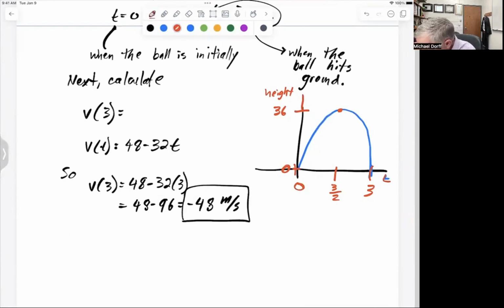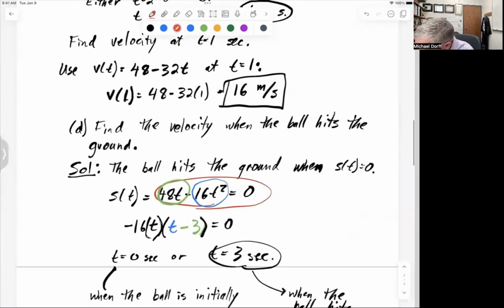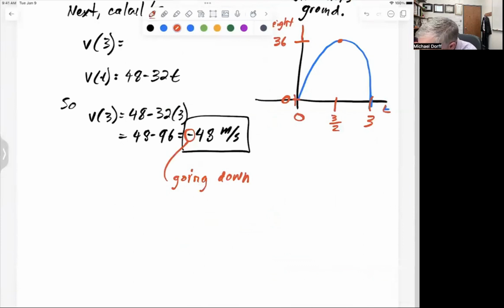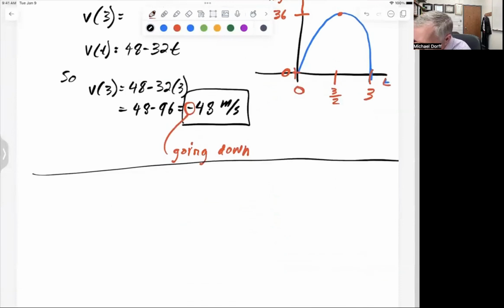Note here, the negative means traveling down. And earlier we had an example where positive v meant going up, and that's what we had up here in that one. So there's one example of one of these word type problems.